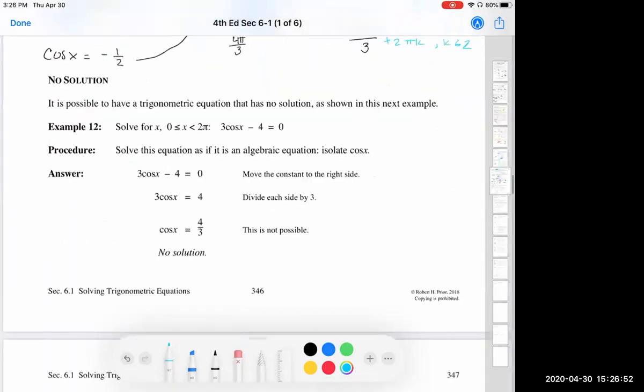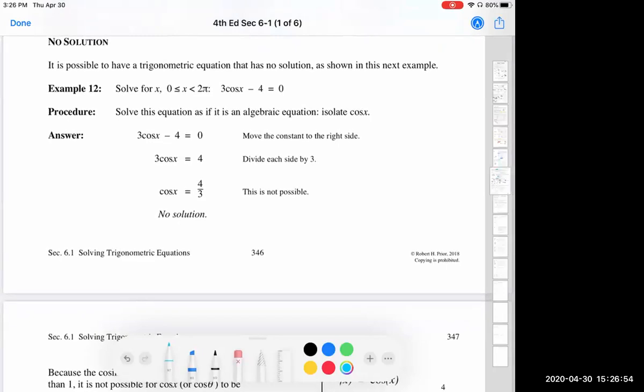Let's continue. No solution. It is possible to have a trig equation that has no solution, as shown in this next example. So we have, solve for x when x is between 0 and 2 pi, for 3 cosine of x minus 4 equals 0. Okay, so we want to solve for cosine of x and I have to move everything else. And we're left with cosine is equal to 4 over 3.